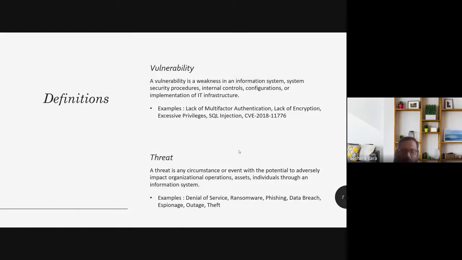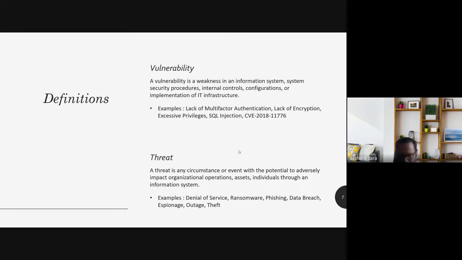We are not talking about how the attack will happen. We are only talking about a circumstance or an event, not even a likelihood, that could impact that $1 billion sale. Ransomware, right? The threat on healthcare infrastructure during these pandemic times is ransomware. Or phishing, or data breach, or espionage. So these are all threats. These are not vulnerabilities. These are threats.